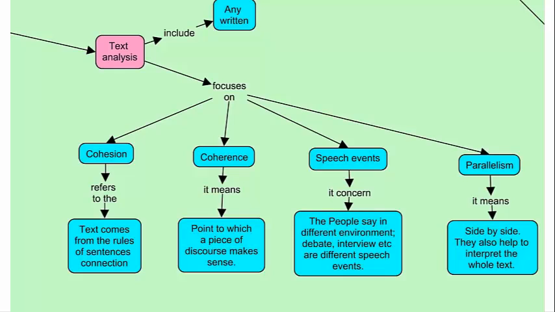Speech events are mainly concerned with what people say in different environments like debates, interviews, quizzes, and speeches. And finally, parallelism, which means side by side. In some pieces of literature, some comparisons or contrasts go side by side with each other.